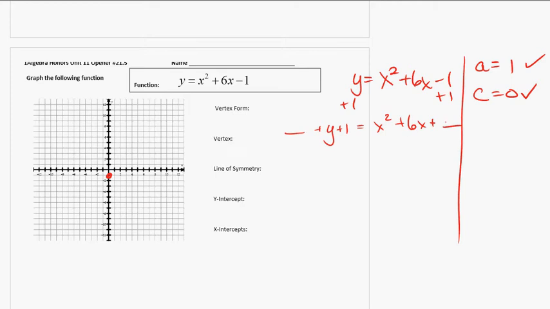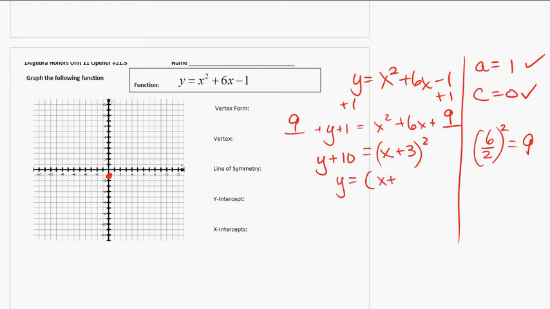So to find the blank, the new c value, I have to take half of 6 and square it. So it gives me 9, which I saw from the last problem. So I'm going to add 9 to both sides. So now I have y plus 10, 9 plus 1 is 10, equals x plus 3 squared. To get y alone, I subtract 10 from both sides, so I get x plus 3 squared minus 10. Now you notice you don't subtract the 10 from the 3 because it's this quantity squared. You can't subtract it from it, you can only add it to the end. So this is my vertex form.